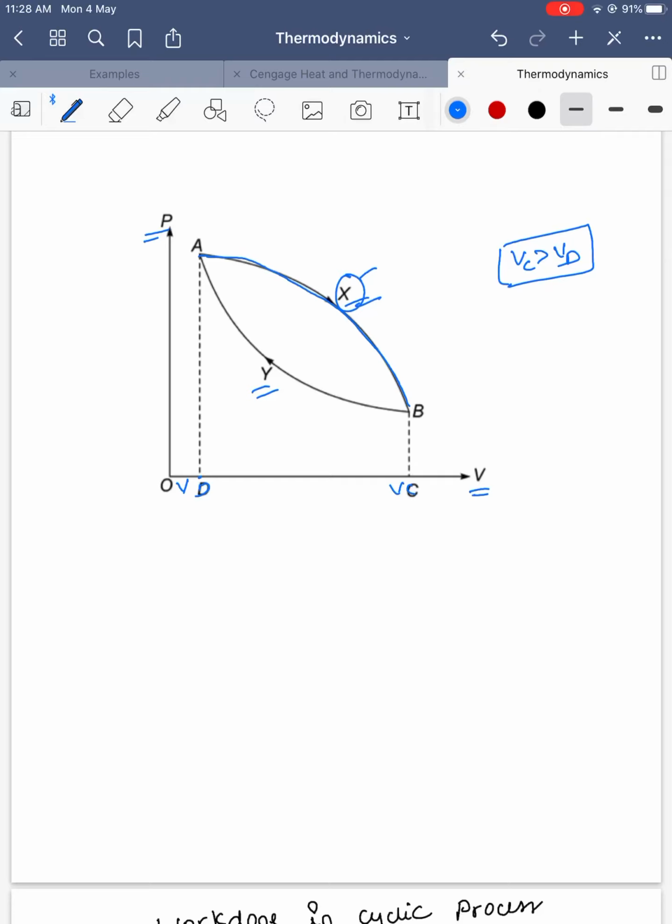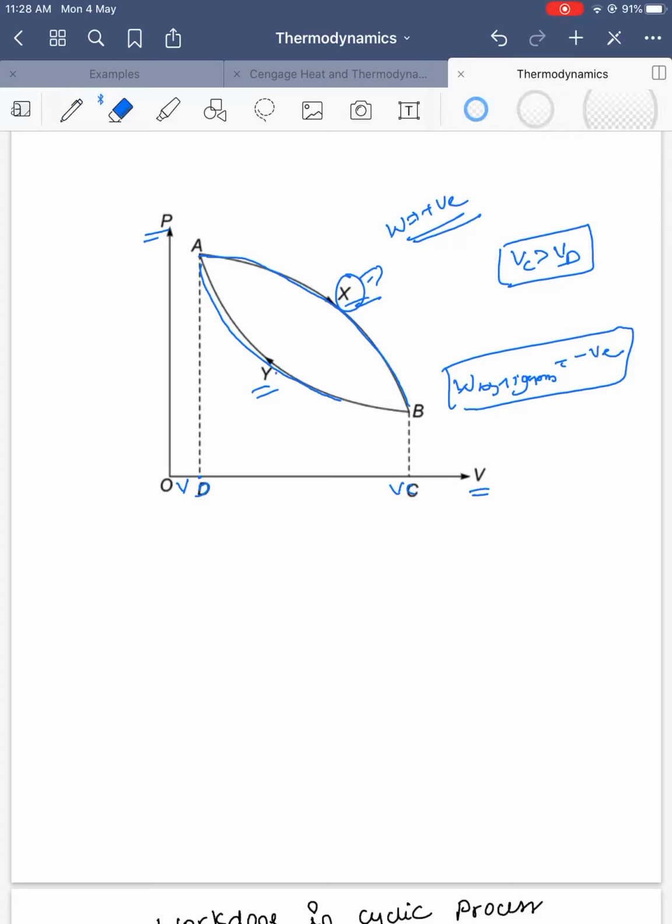If volume is increasing in a pressure versus volume graph, work done by the system is positive. And if you see the Y process, it is going back. What is happening to volume? Volume is decreasing, so work done by the system is negative. It is not work done by the system, some work is done on the system, so that's why its graph is in the opposite direction.